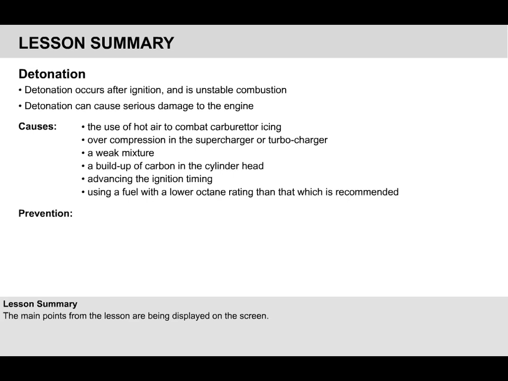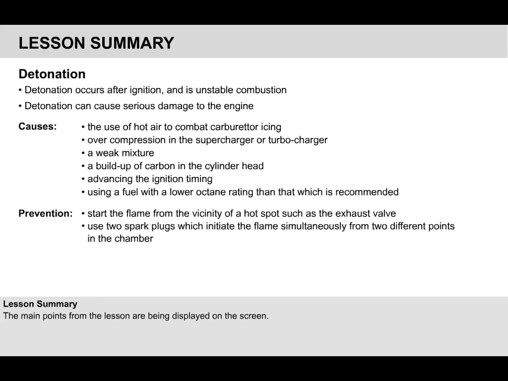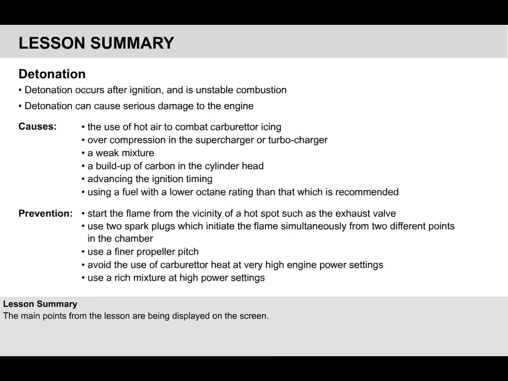Detonation can be prevented by starting the flame from the vicinity of a hotspot such as the exhaust valve, using two spark plugs which initiate the flame simultaneously from two different points in the chamber, using a finer propeller pitch, avoiding the use of carburetor heat at very high engine power settings, and using a rich mixture at high power settings.